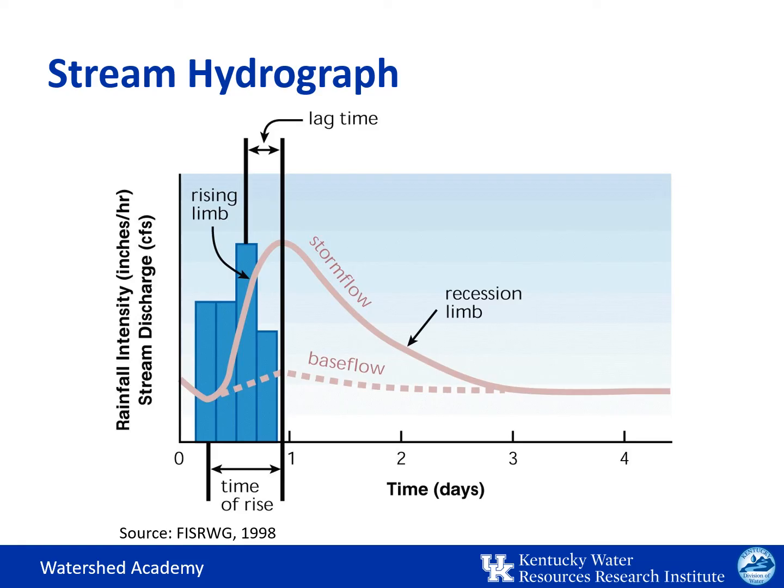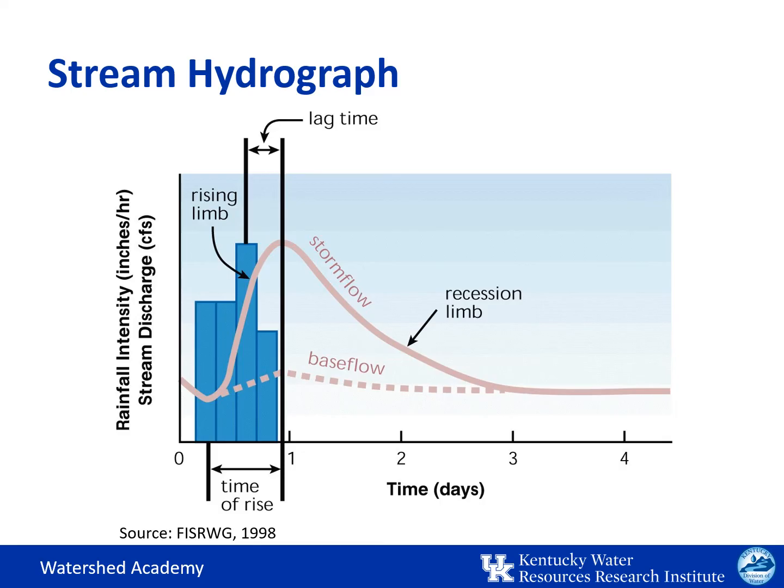In the graph, you can see the hydrograph rise, which is labeled the rising limb. This is when the stream is increasing in response to the rain event before it reaches a peak flow. That's the maximum flow during the storm event. The time between the peak rainfall and the peak stream flow is called the lag time.